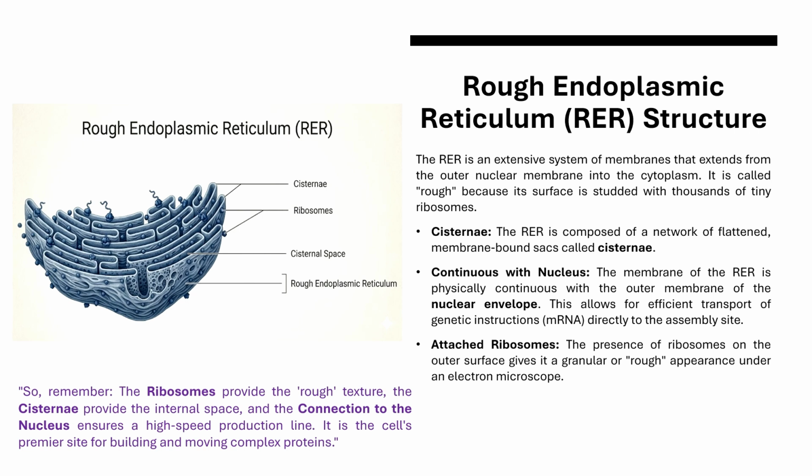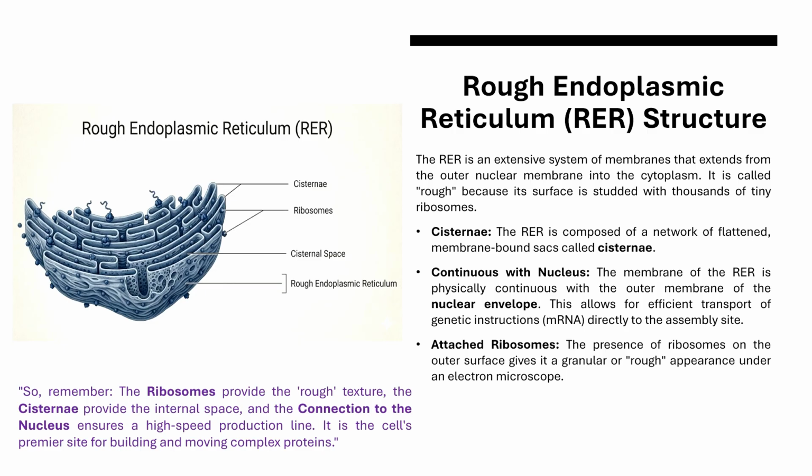One of the most important features of the rough endoplasmic reticulum is that it is continuous with the nuclear envelope. There is no gap between the nucleus and the RER, meaning the rough endoplasmic reticulum. This physical connection is a brilliant design for efficiency. It allows the messenger RNA instructions to travel directly from the nucleus to the ribosomes on the RER with zero delay.